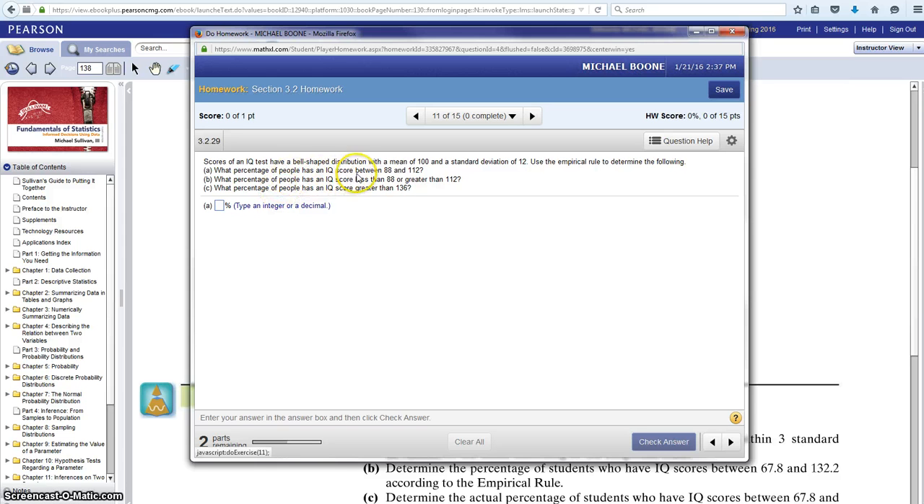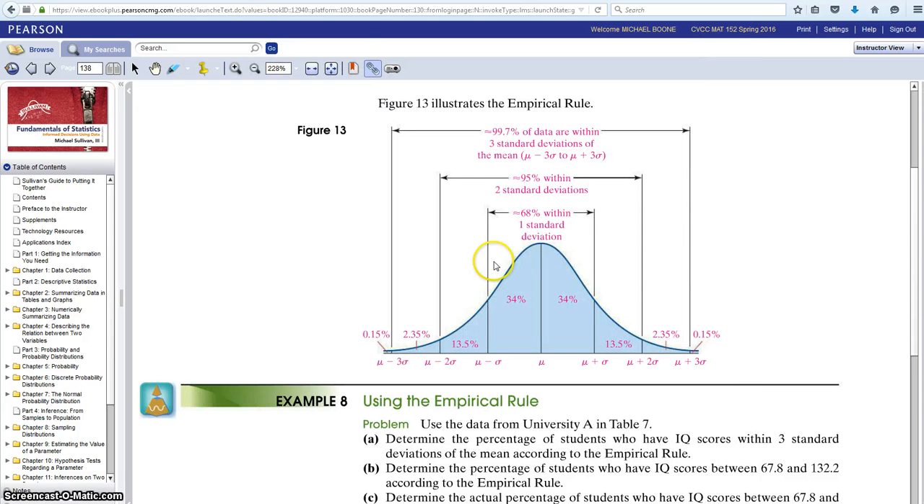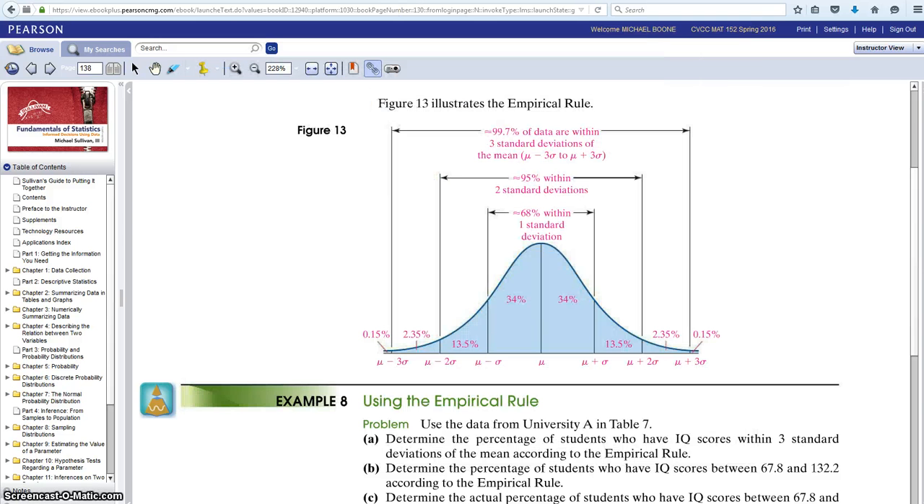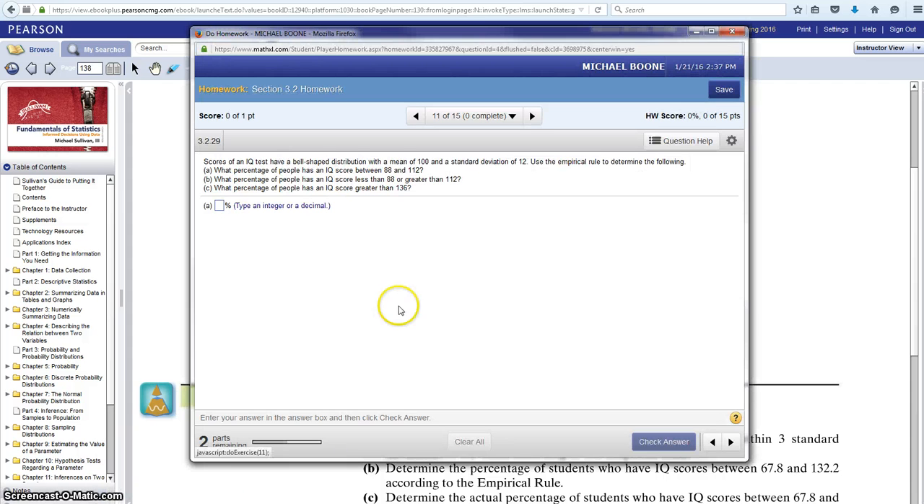So what percentage of people have an IQ score between 88 and 112? Well, that's 1 below and 1 above. So between should be that 68%, as it states in the book. 68%. When we're looking at less than 88 or greater than 112, so that's less than 1 standard deviation or greater than 1 standard deviation, if I know the middle is 68, how much is everything else if this has to total 100%? So we would do 100% minus the 68%. And that would give us 32%.